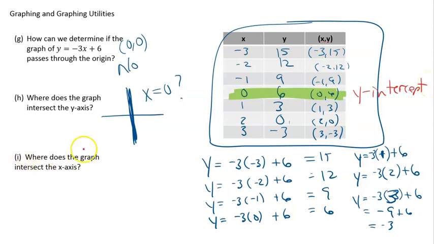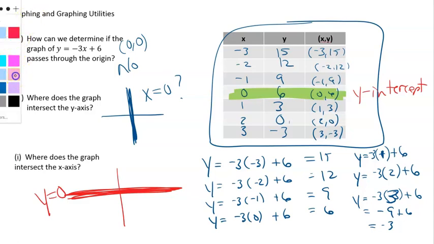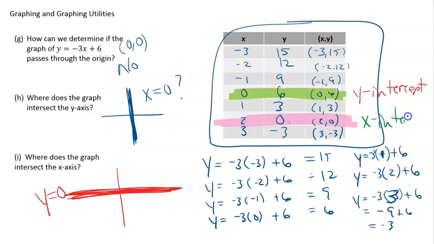Now, where does the graph cross the x-axis? So again, here's our axis. This is the x-axis. Everything along this axis has y equals 0. Every single point that lands on it has y equals 0. Do we have a place where y is equal to 0? Well, we do. Look, right here. This point, (2, 0), is our x-intercept.